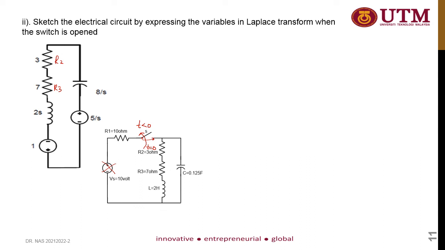So this question asks you to use Laplace transform when the switch is open. So this is LS, okay, so L is 2, so 2S. So this is L I naught. Your L is 2, and I naught from the earlier question is 0.5, so it's 2 multiplied with 0.5. That's why you get 1. And then here is 1 over SC. And this one is V naught over S. So V naught from the earlier calculation is 5 divided by S.